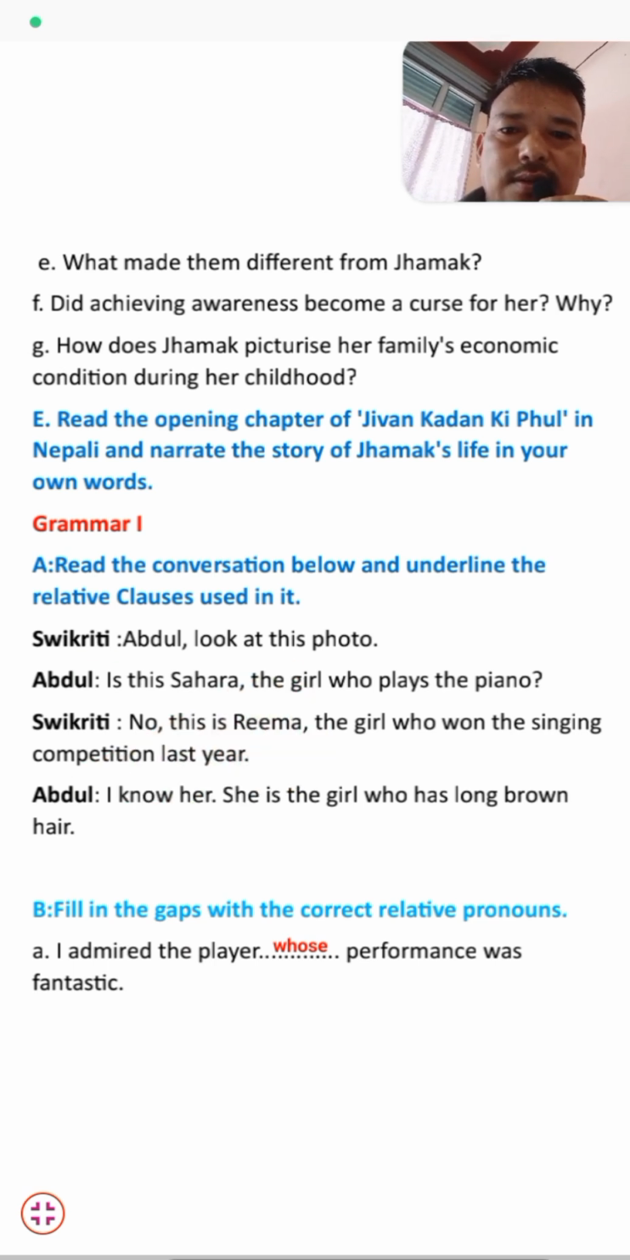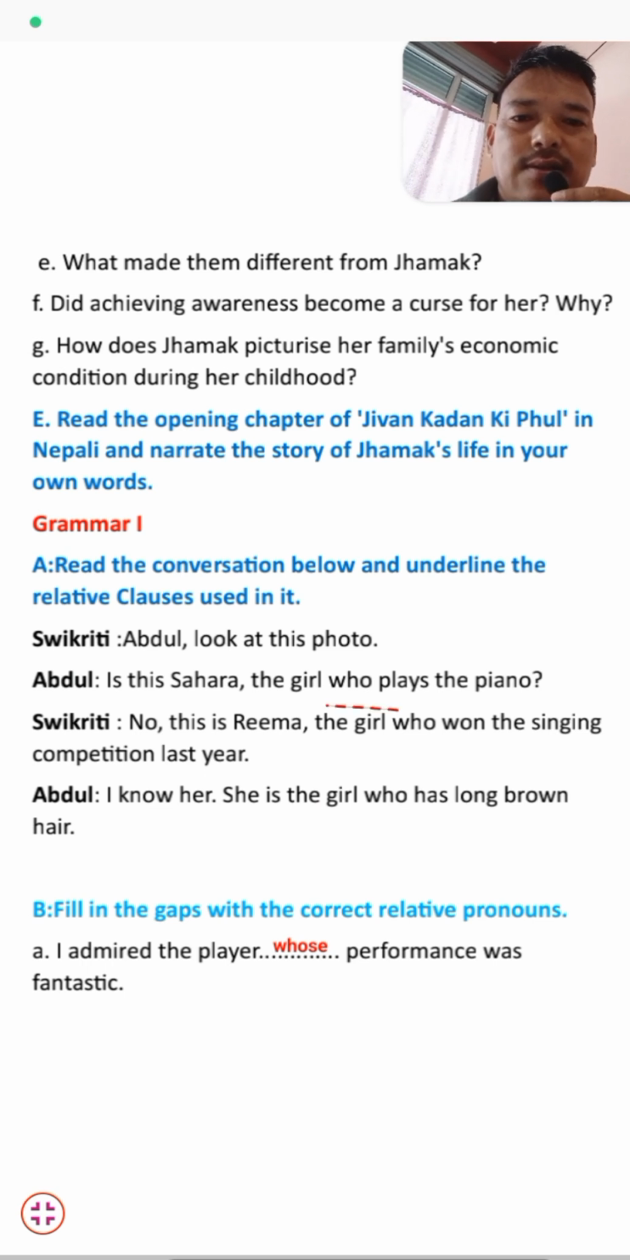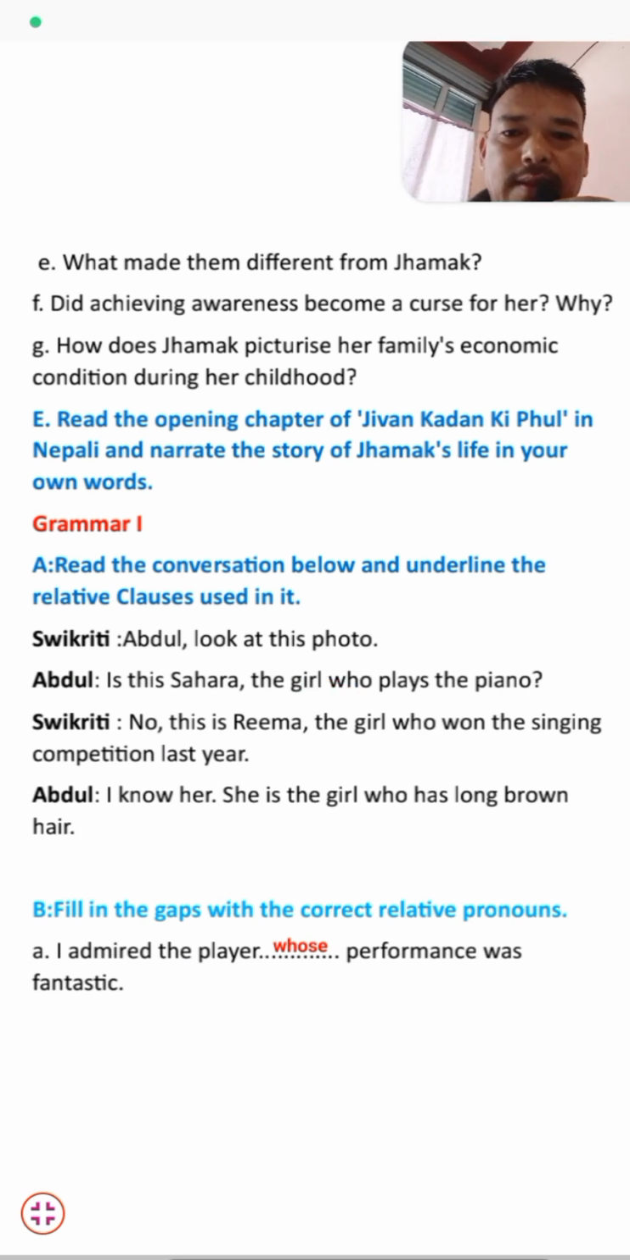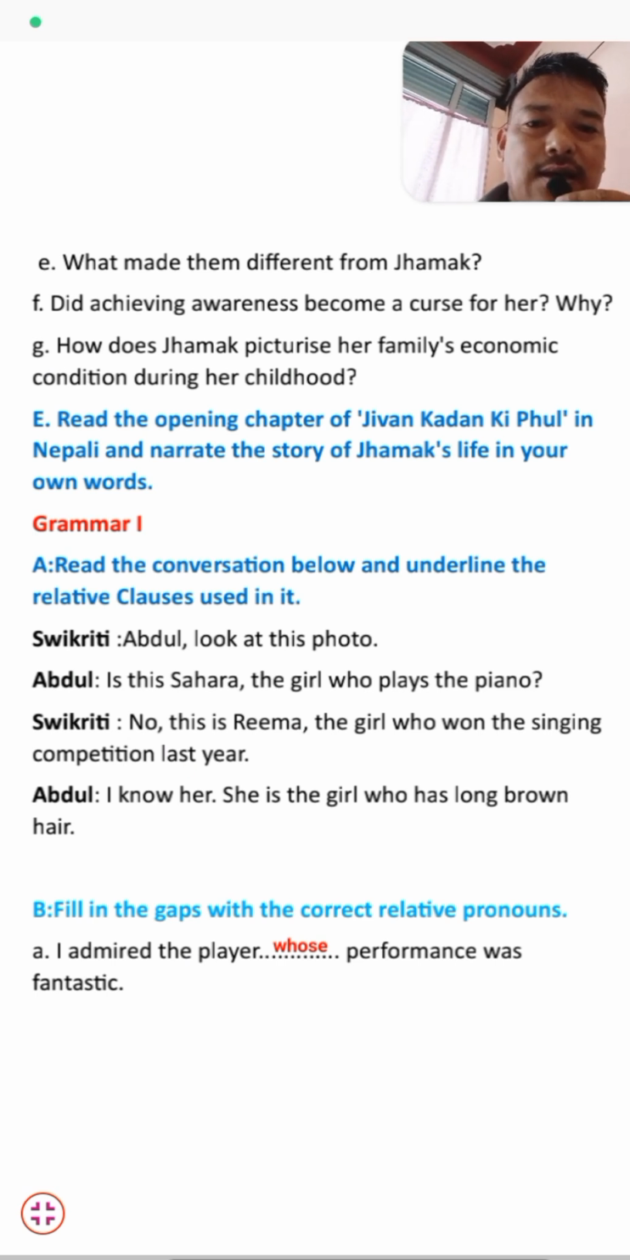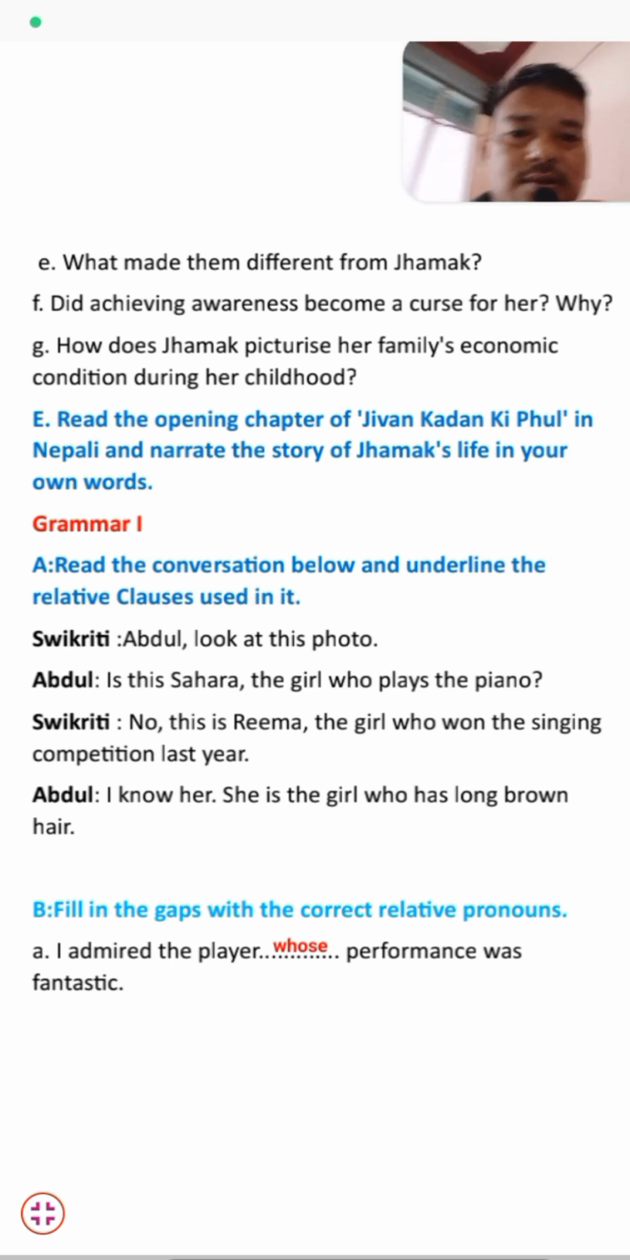The first one is Swikriti: Abdul, look at this photo. Then Abdul: is this Sarah? Sarah, the girl who plays the piano. So here is the word in this sentence, students. You can see the word who. The who is what? It's a relative pronoun. Then Swikriti: no, this is Sorima, the girl who won the singing competition last year. Again, here is who. So what's who? Who is again a relative pronoun.